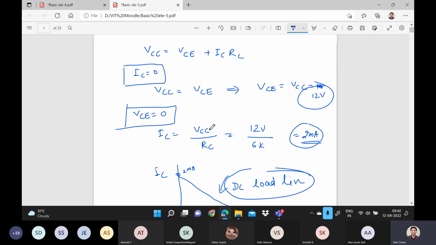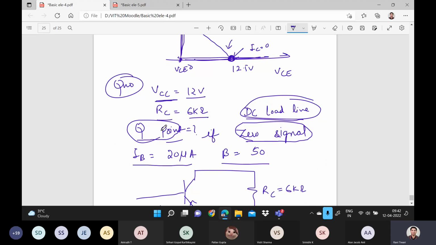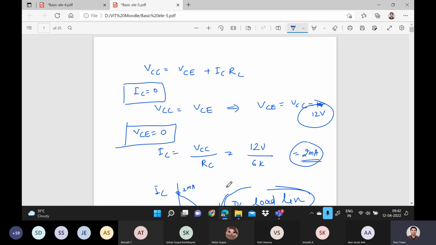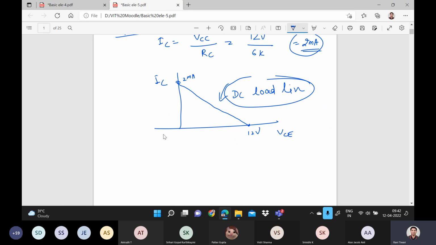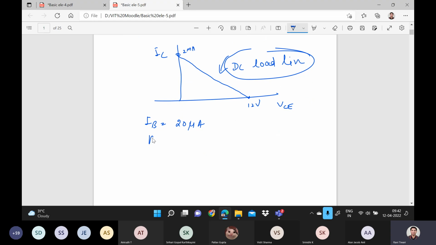Now, that is the first step. First, they said find out the DC load line. Then they said find out the Q point, if the zero signal IB value and beta value are given to us. So they gave us the value of IB as 20 microampere and beta value as 50. This is the zero signal base current, zero signal IB. Okay, zero signal IB is given to us.